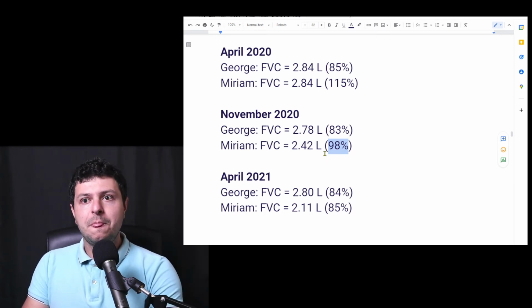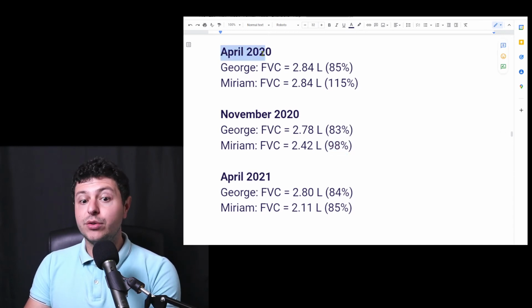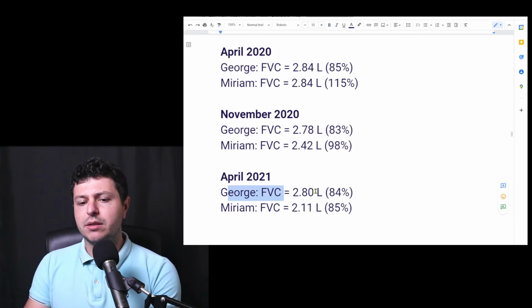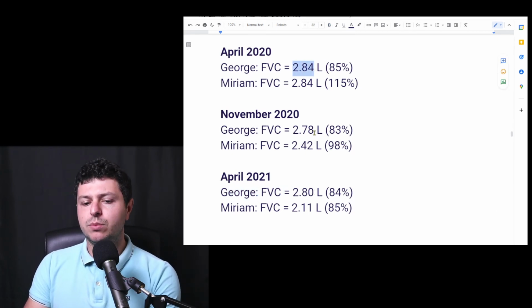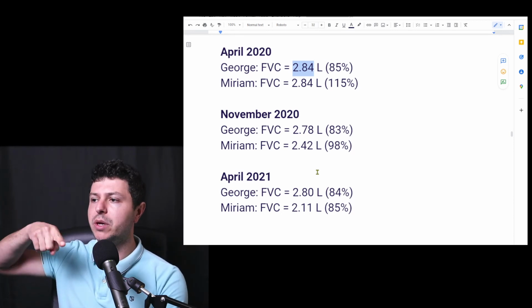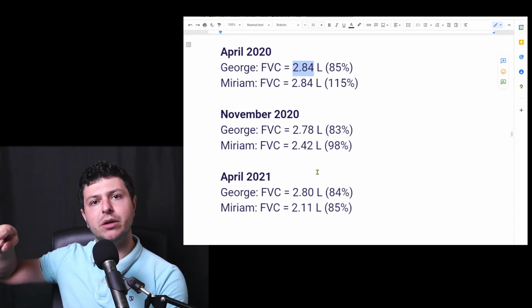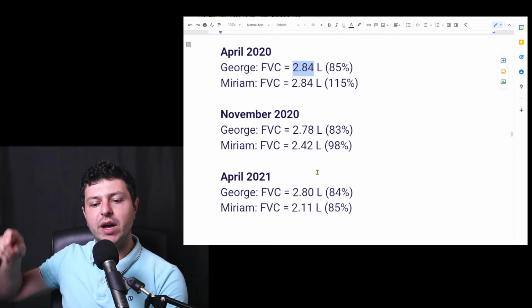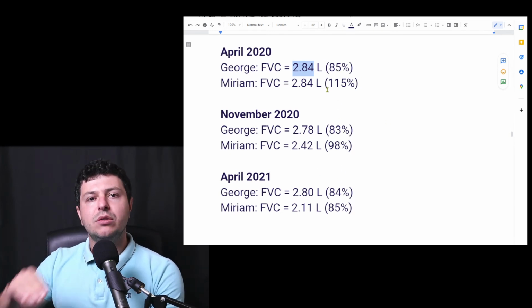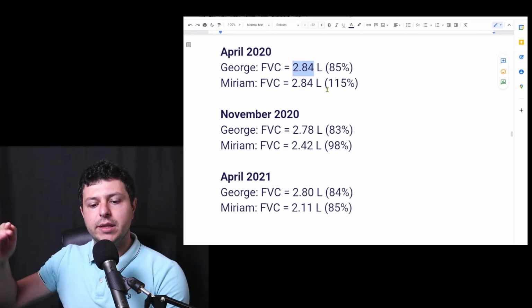So then they come for another follow-up. This is 1 year after their initial spirometry. George, 2.8, 2.84, 2.78. He's hovering around the same value. So his spirometry may go up, may go down, but it stays around the same value. 84%, 85, 83, 84. So he's stable at this stage.